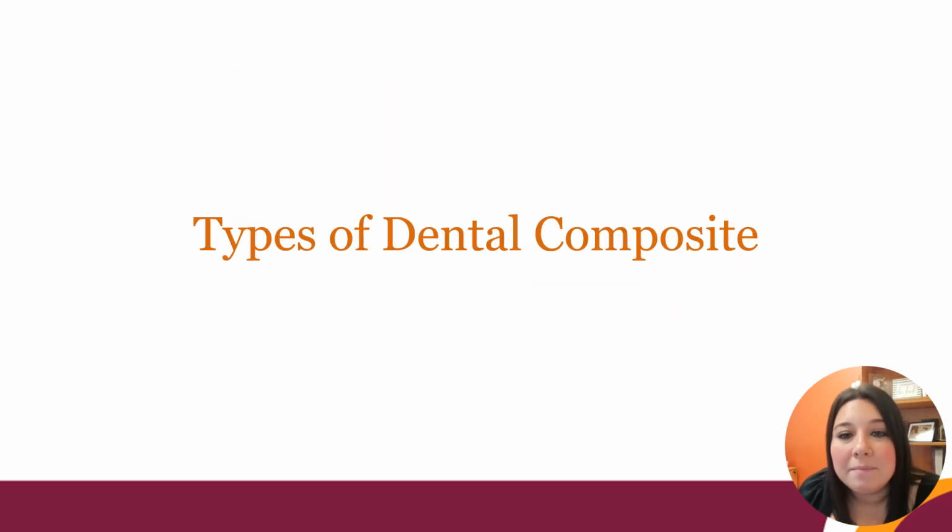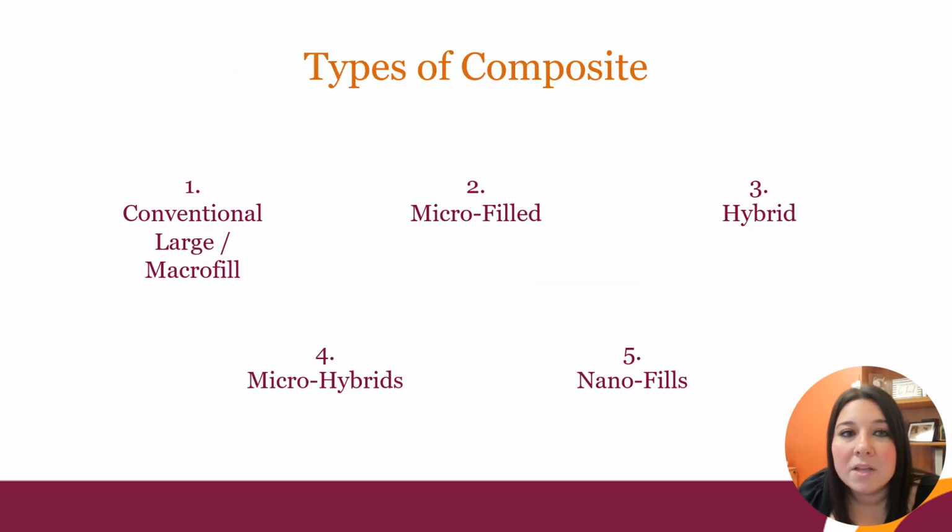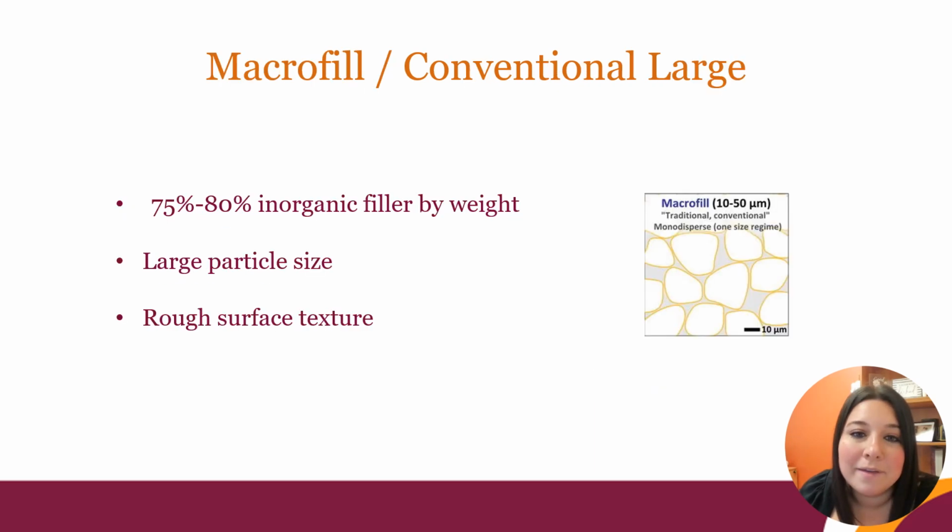Types of dental composites. So as you can see here, there are about 5 different types of dental composites that you may come across. They are based on their size, the amount of particles, and even the makeup of the inorganic fillers that it's composed of. So we have conventional large or macrofill, we have a microfill, a hybrid, microhybrids, and nanofills. So let's get into those a little more in depth.